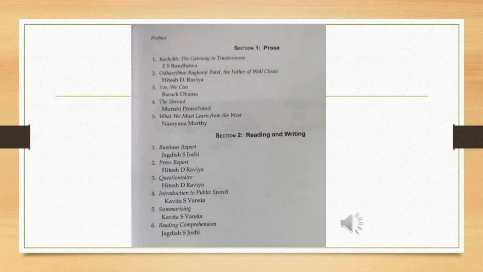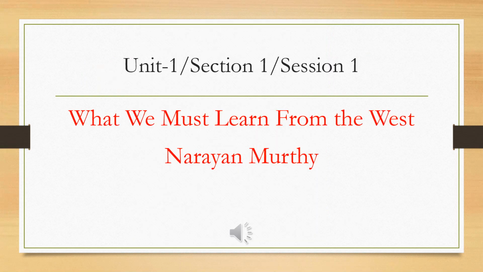But section 1 is detailed reading, although it is also a kind of comprehension, but it is detailed reading for passages. And we have an interesting collection of passages starting from Premchand to Barack Obama to Narayan Murthy. So we are going to have a very good time. So let's begin with section 1 and unit 1, chapter 5 in your textbook, which will be our first session for this semester.